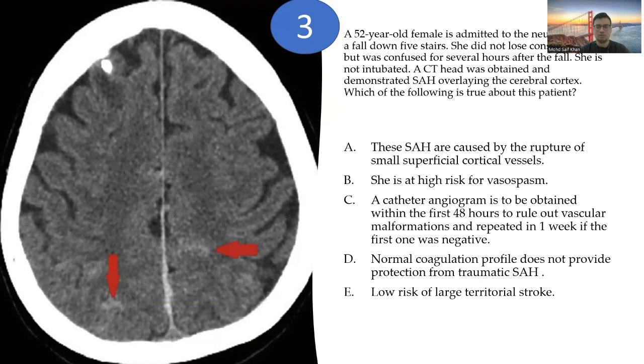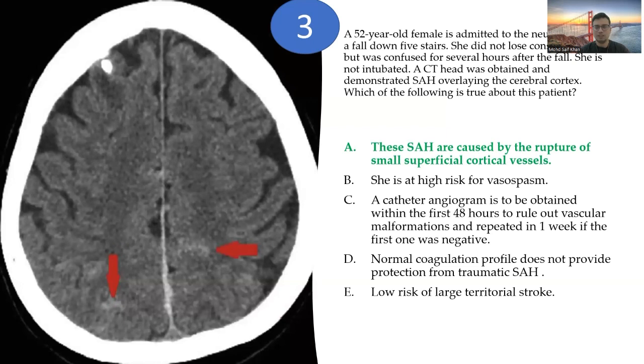So remember that trauma is the most common cause of subarachnoid hemorrhage. Trauma to the head can be associated with small foci of cortical SAH, and usually these are caused by rupture of small superficial cortical vessels. So you remember that traumatic SAH is caused by the rupture of superficial cortical vessels. Okay. This is true.